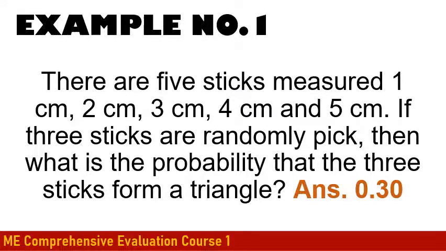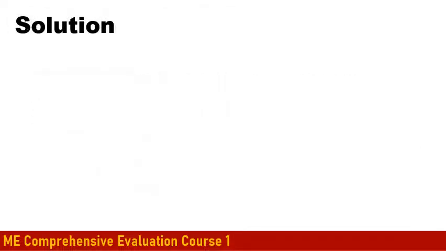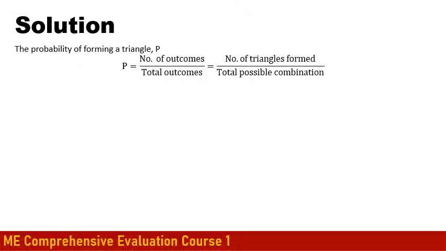Let us have an example. There are 5 sticks measuring 1 cm, 2 cm, 3 cm, 4 cm, and 5 cm. If 3 sticks are randomly picked, what is the probability that the 3 sticks form a triangle? In this problem, we are looking for the probability of forming a triangle, P, defined as the number of outcomes divided by the total outcomes. The number of outcomes is the number of triangles that can form, while the total outcomes is the total possible combinations of the sticks.